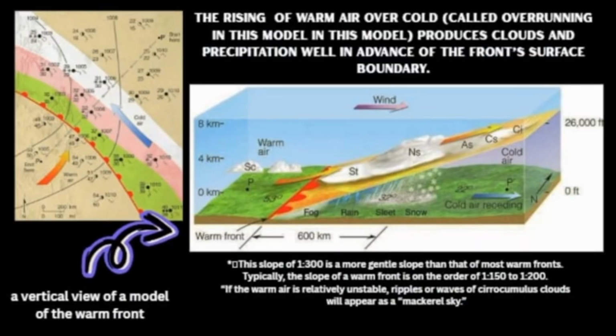If you notice these two figures, observe that in the model, the warmer, less dense air rides up and over the colder, more dense surface air. This rising of warm air is what we call overrunning. It produces clouds and precipitation well in advance of the surface front boundary. The warm front that separates the two air masses has an average slope of about 1 to 3, a much more gentle or inclined shape than that of a typical cold front.